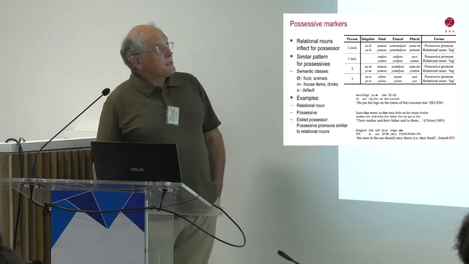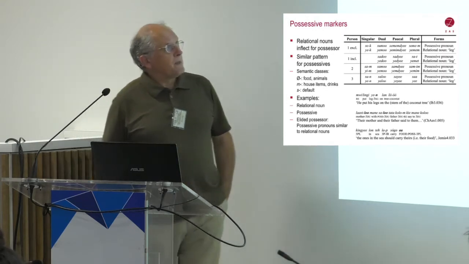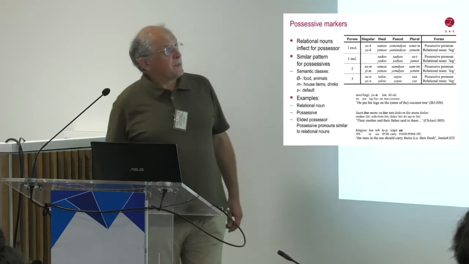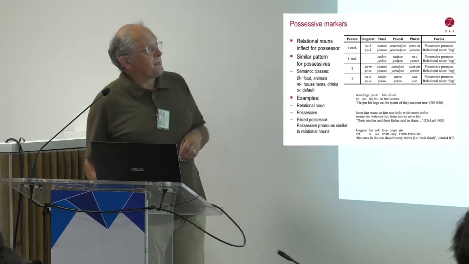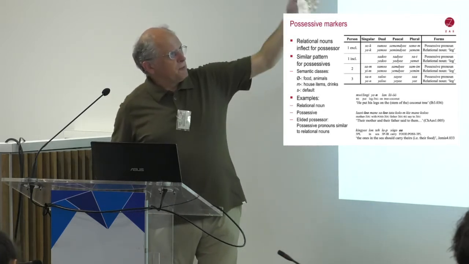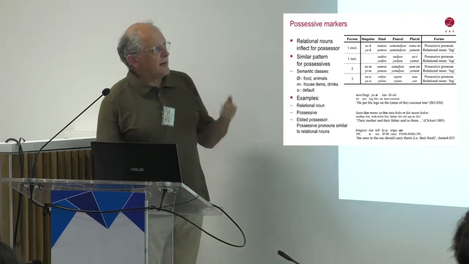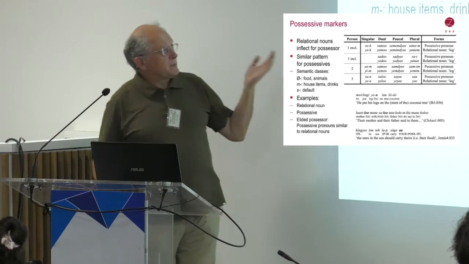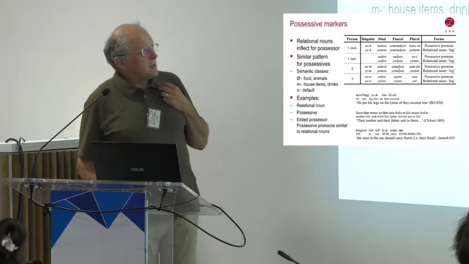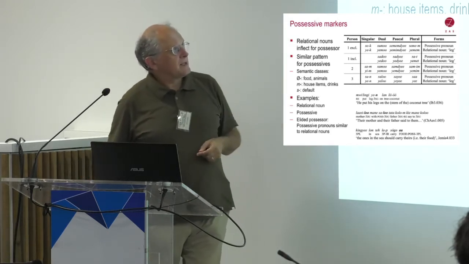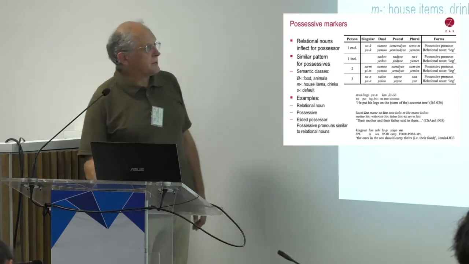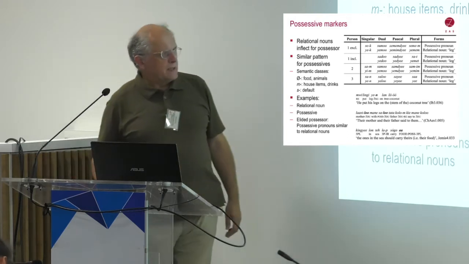We find relational nouns inflected for possessor. So this is a paradigm that combines relational nouns and a possessive construction. So yek would be my leg, and you see a full paradigm here for my leg, your leg, and so on. And we find a similar pattern for possessives. There are three possessive classifiers here, and this is an example of the general possessive classifier. Yeah, and here are some examples.